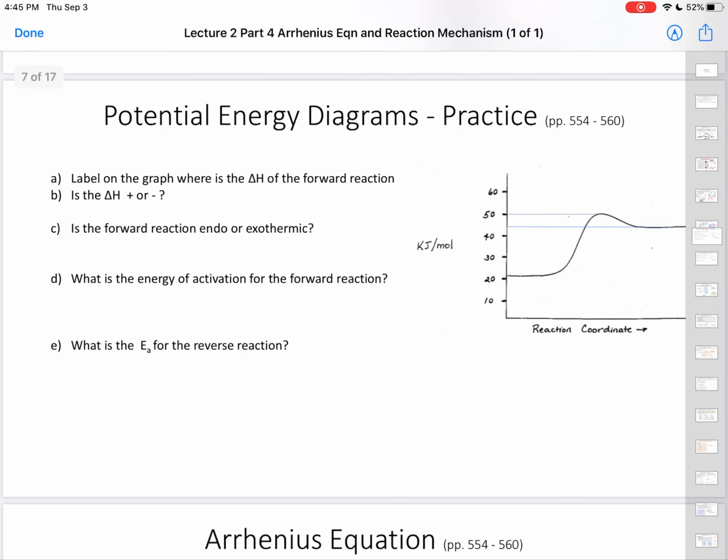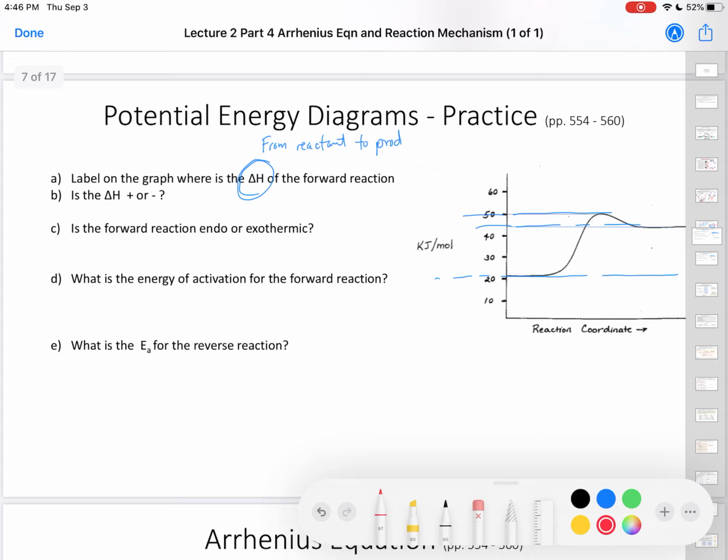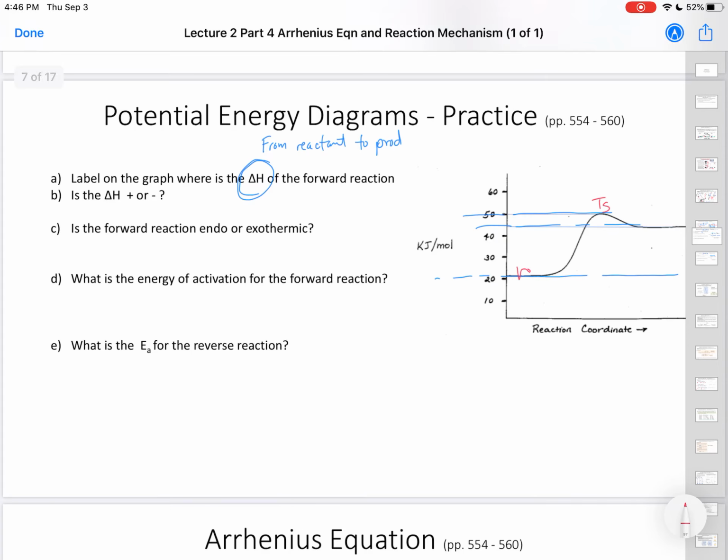In terms of this, we'll give you one more practice problem. Let's label on the graph where is the delta H of the forward reaction. And again, the delta H is always going to be from the reactant to the product. Okay, so I'm just going to draw a line this way. The book has actually drawn a line here to the products and to the transition state. So let's label everything. This is the transition state. This is the reactant. This is the product. Okay, so why don't you pause the video and see if you can do this problem yourself, and then we'll go ahead and do it together.